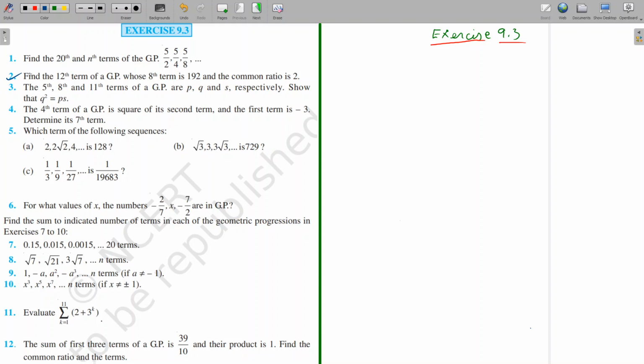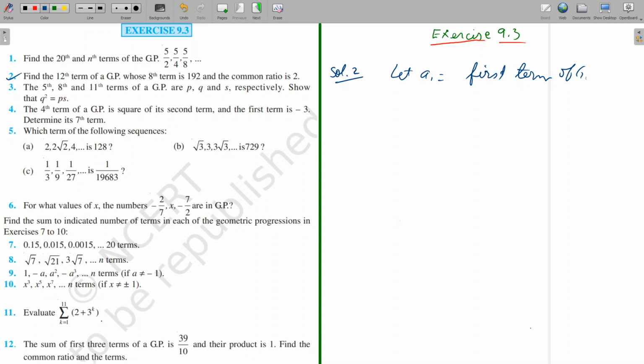Question number 2. Find the 12th term of a GP whose 8th term is 192 and the common ratio is 2. The first term is not given here, but the common ratio is given, and it is given that the sequence is a GP. So we'll do the second one now. Solution number 2. Let a_1 equal the first term of the GP.